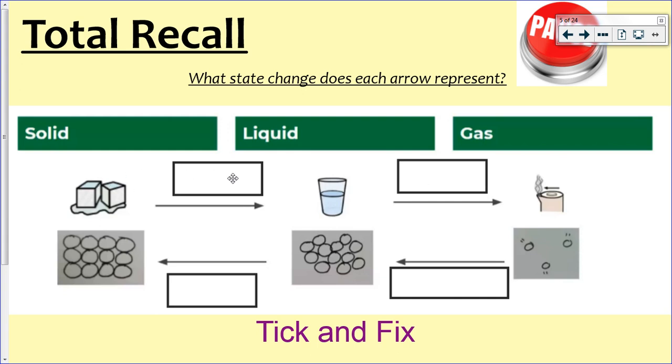So here our heat is increasing. What then happens when the gas is cooled and hits a cold surface and becomes a liquid? And then what is it called when a liquid is cooled and becomes a solid? And once more, grab your purple pen so we can tick and fix.